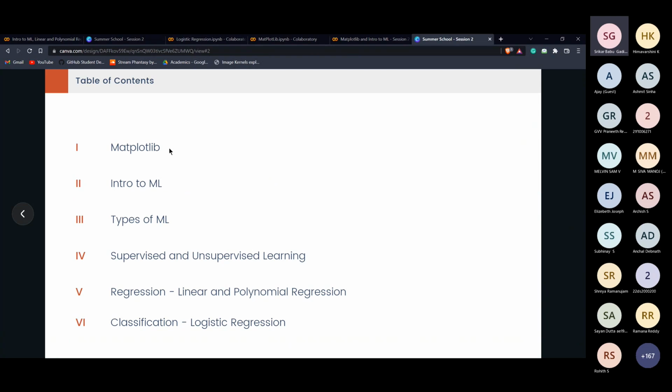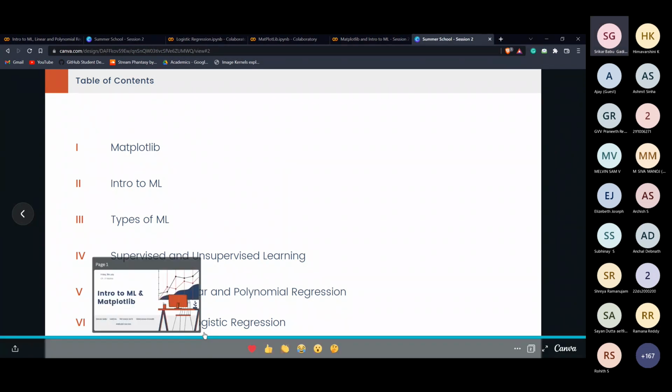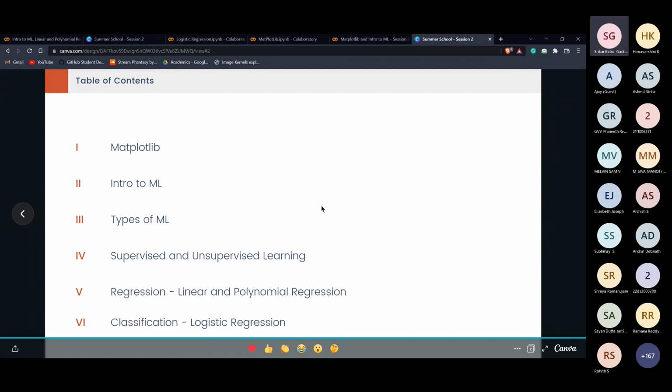In today's session, we'll be covering a library called Matplotlib. Then we'll move on to introduction to machine learning, types of machine learning. Under types of machine learning, we'll talk about unsupervised learning and supervised learning. We'll talk a little bit about reinforcement learning too. And under supervised learning, we'll go in depth into regression, specifically linear and polynomial regression. And under classification, we'll move through logistic regression.